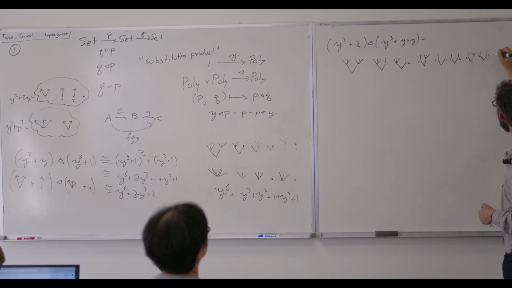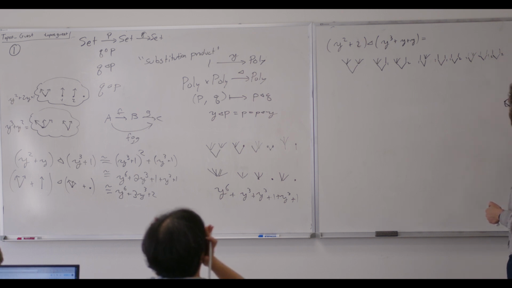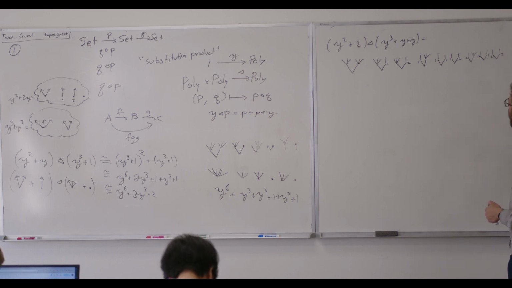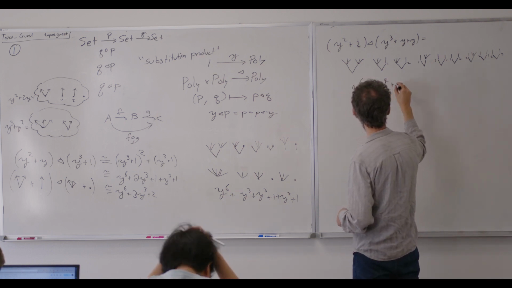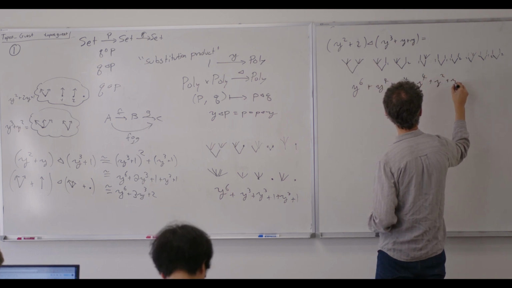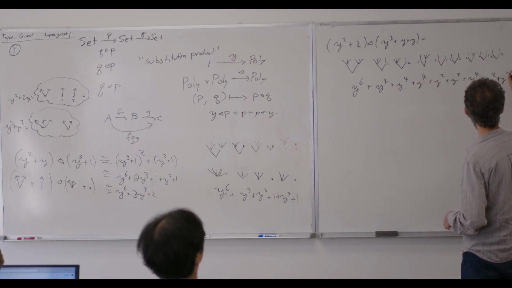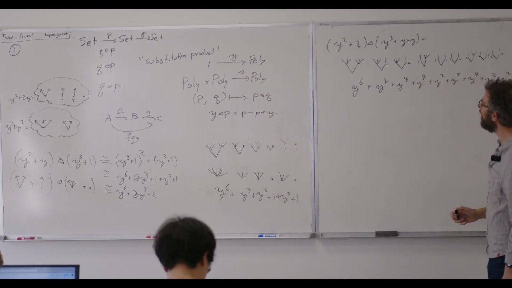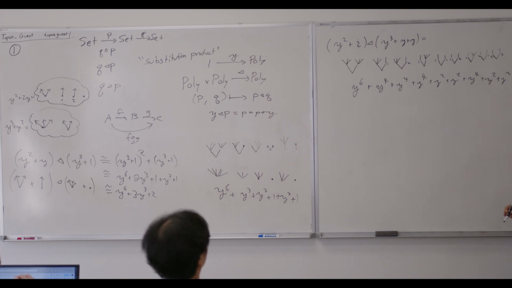2, 1, 2. It's big. But it's nice because it forces you to handle everything. We think this is y to the 6th plus y to the 4th plus y to the 4th plus y to the 4th plus y squared plus y squared plus y to the 4th plus y squared plus y squared plus 2. That's what my calculation with trees tells me the answer should be.